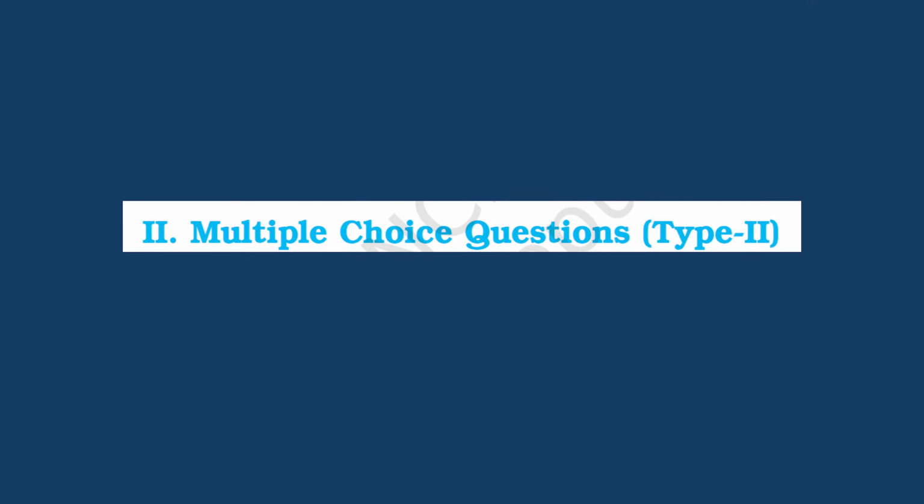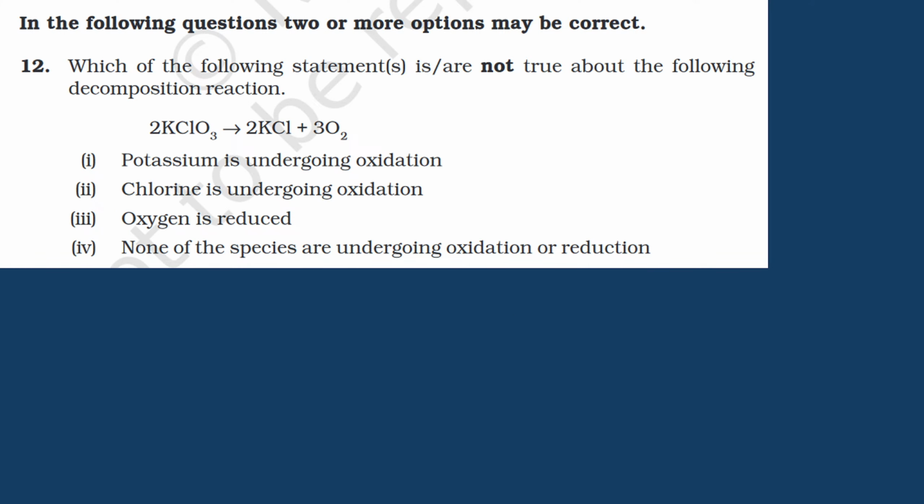Okay, with that, we've finished the first set of questions. Now we're going to start with type 2, which means more than one correct. That is what this means. In the following questions, 2 or more options may be correct. Not necessarily, but there may be 2 or more. Which of these statements are not true about the decomposition reaction? ClO3 is giving you Cl and O2.